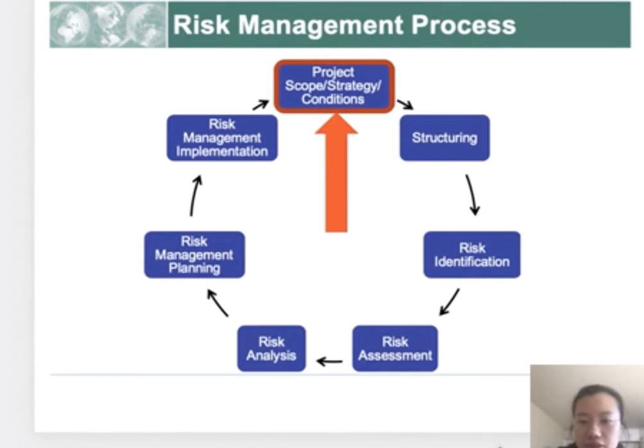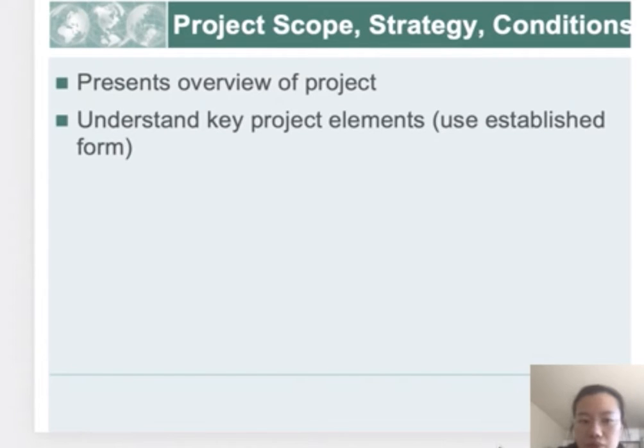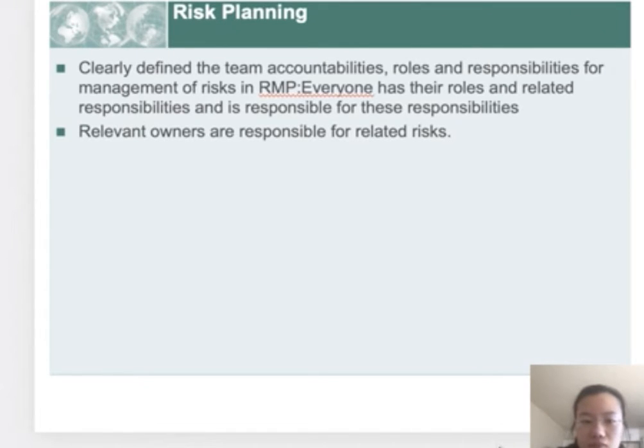The first step is project scope. It starts by presenting an overview of the project and understanding the key project elements. And then we clearly define the team accountabilities, roles and responsibilities for management of risks in the RMP. Everyone has their roles and related responsibilities and is responsible for them. Each relevant owner is responsible for related risks.